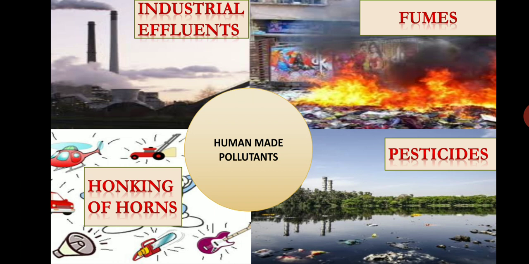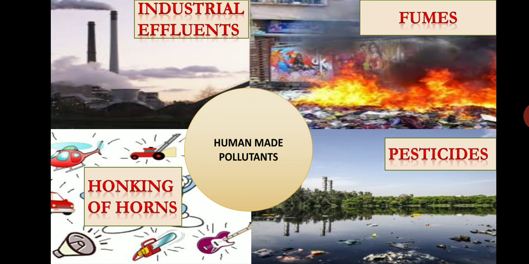One last time, let's look at them. Human made pollutants include industrial effluents, fumes, pesticides, and honking of horns. And what do industrial effluents mean? It means industrial waste.